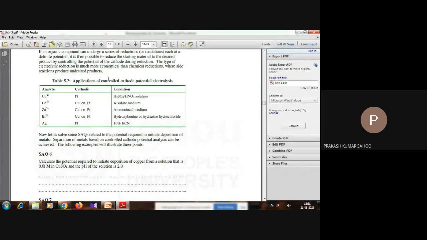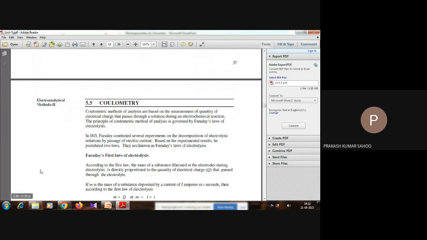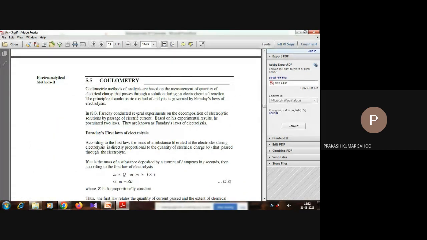So an application of controlled cathode potential electrolysis, that is copper. If it is a platinum electrode, the condition is like this. This is already discussed. Then we have the second part, that is coulometry.